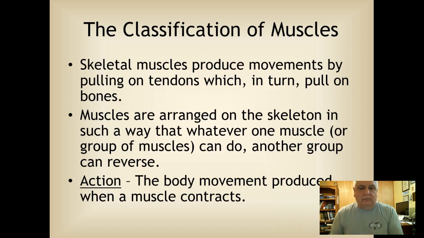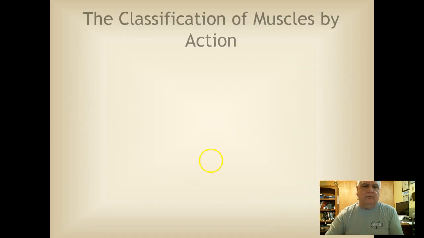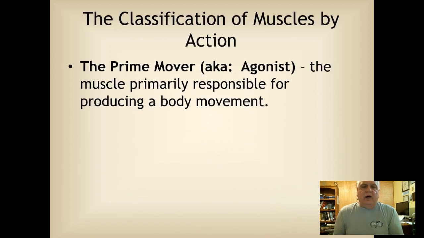Whenever we talk about the type of movement that's produced, once again, we talk about the action of the muscle. Remember, the action of the muscle is the body movement that's produced when the muscle undergoes contraction. So we can classify muscles by their action. We can refer to a class of muscles called the prime movers. This is also known as the agonist. The prime mover or the agonist is the muscle that's primarily responsible for the production of a particular body movement.